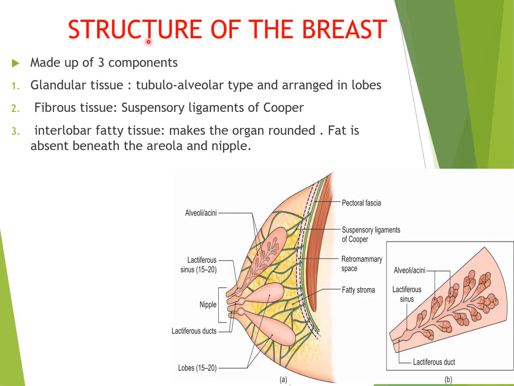Let us discuss the structure of the breast. The breast is made up of three components. Number one, glandular tissue. Number two, fibrous tissue or the fibrous stroma. Number three, interlobar fatty tissue. We will discuss these three components in detail. The glandular tissue is made up of tubulo-alveolar type of glands arranged in lobes. As you can see here, in this diagram we can make out 3 lobes.